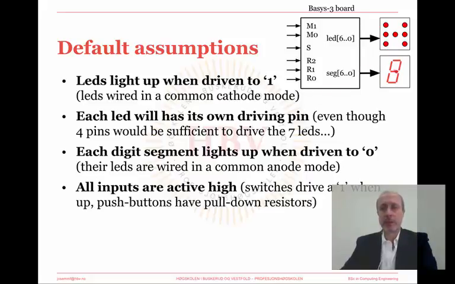In what concerns the digits, please bear in mind that each segment lights up when driven to logic 0, so it's opposite to the LEDs. And finally, please keep in mind that we normally assume that all inputs are active high, and this applies both to the switches and to the push buttons that we have available on the board.